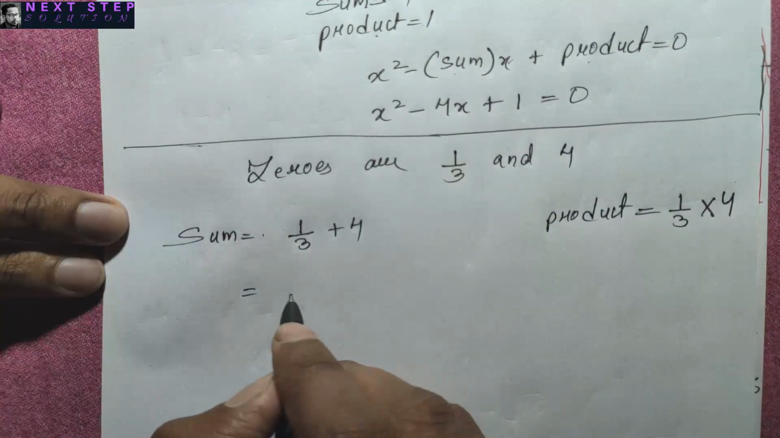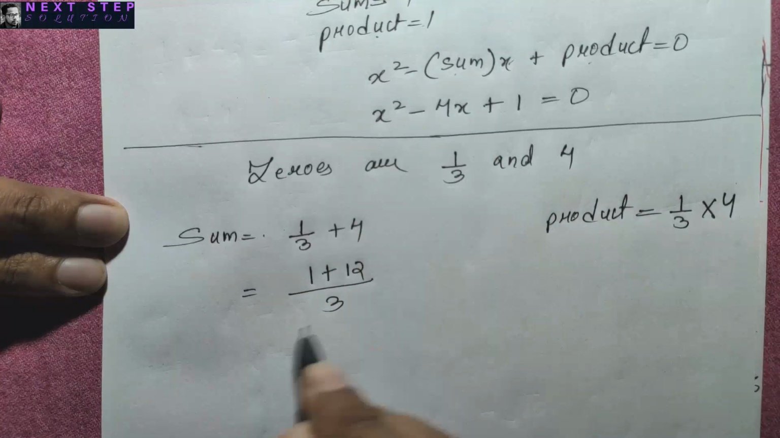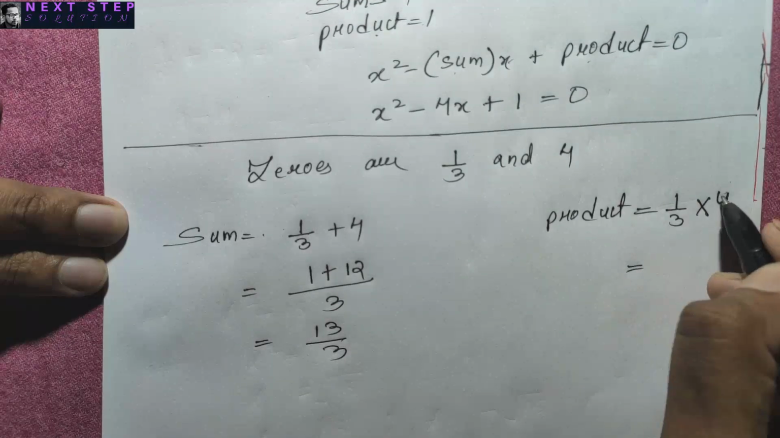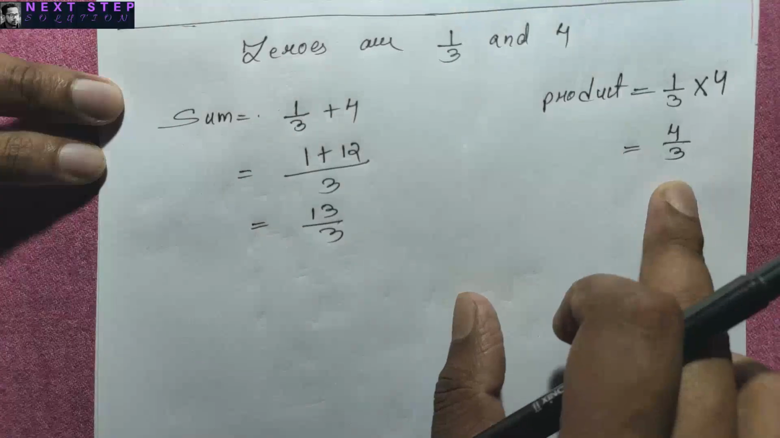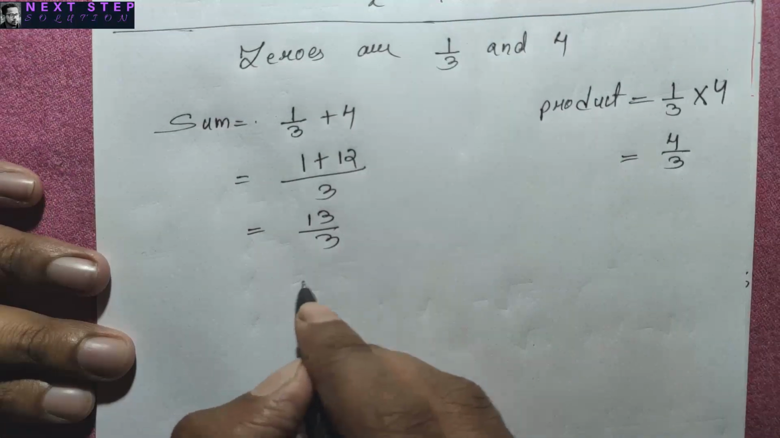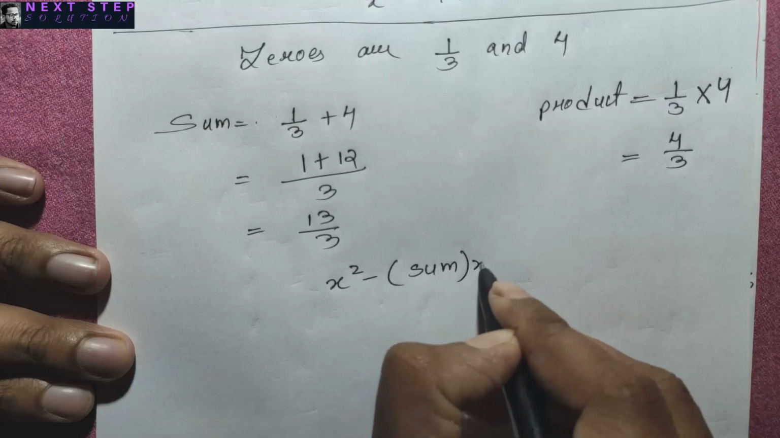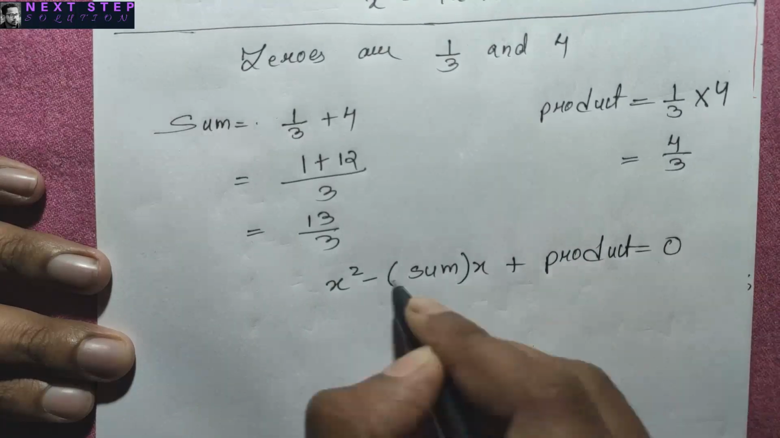Now if we add this up, the LCM will be 3. This becomes 1 plus 4 3s are 12, 12 plus 1 will give you 13 by 3. And here we simply multiply: 1 4s are 4 by 3. This is the sum and this is the product. Now we can form the quadratic polynomial. It is in the form of x square minus sum x plus product equals 0. This is the general form.